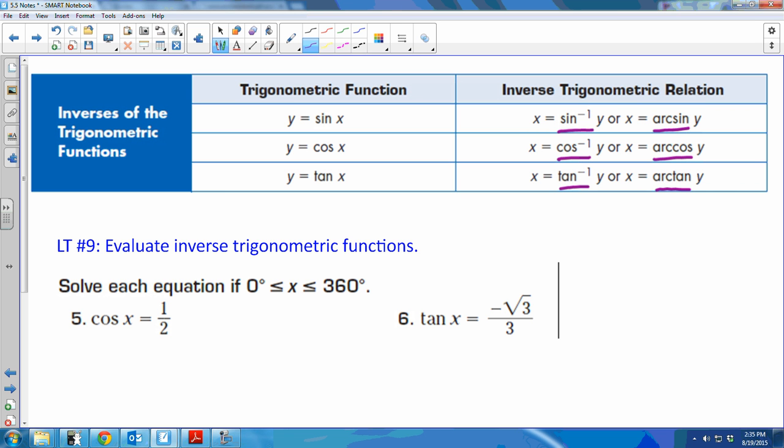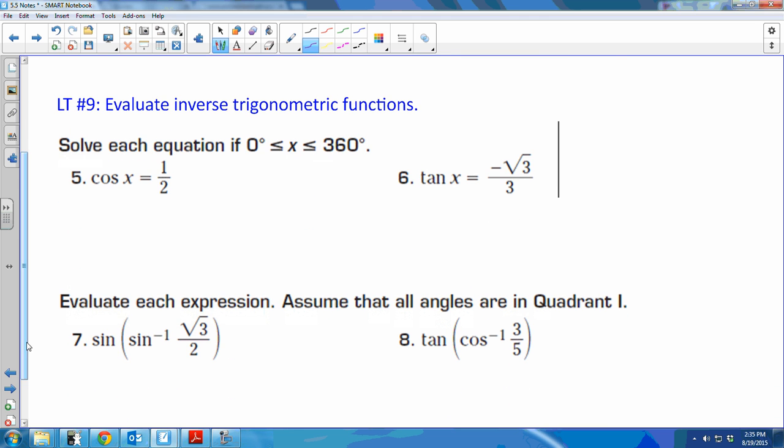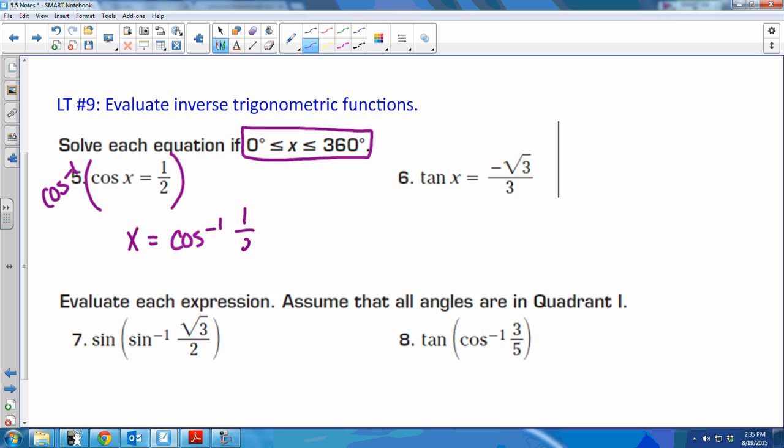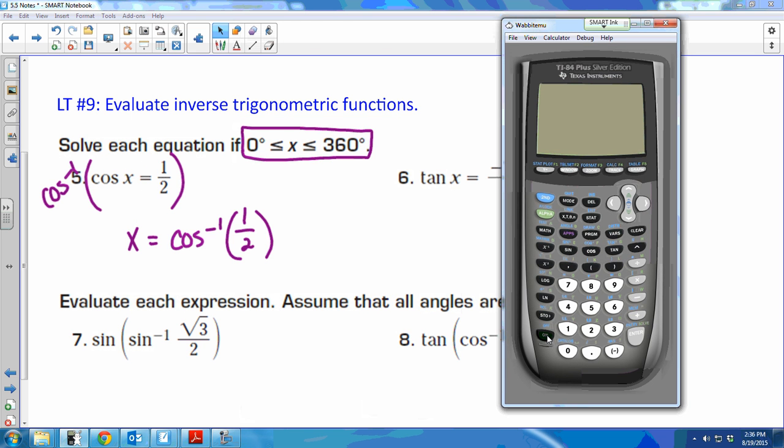Okay? So the first two questions say to evaluate and solve each equation if x is between 0 and 360. The first one just says find x if cosine x equals 1/2. So we're looking for an angle measure where cosine is 1/2. Yes, you can do this in your calculator. So we'll end up with the inverse cosine of 1/2. And when I do that, again, making sure your calculator's in degree mode, we'll take inverse cosine of 0.5, and we get 60 degrees. Awesome. Here's the problem.